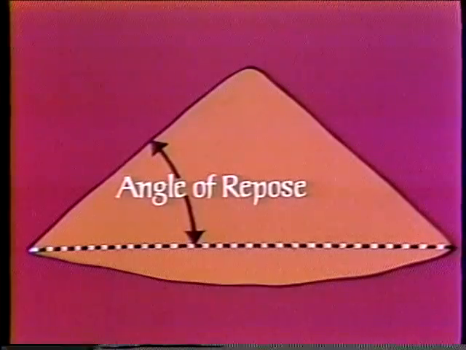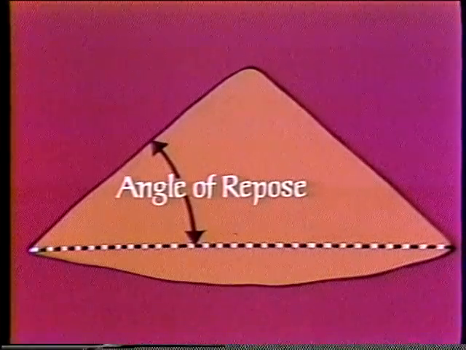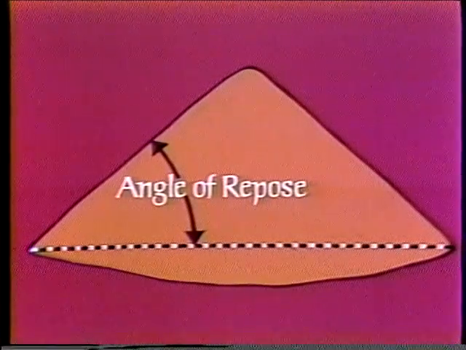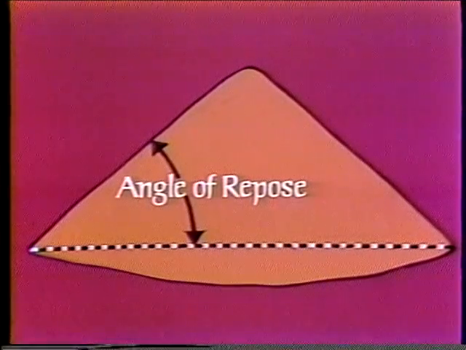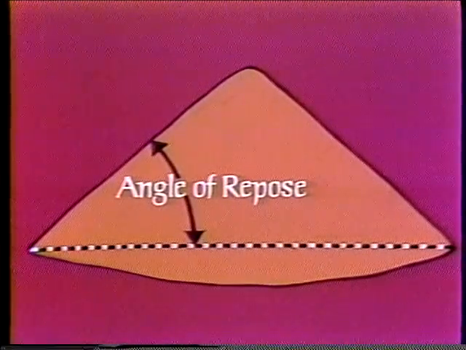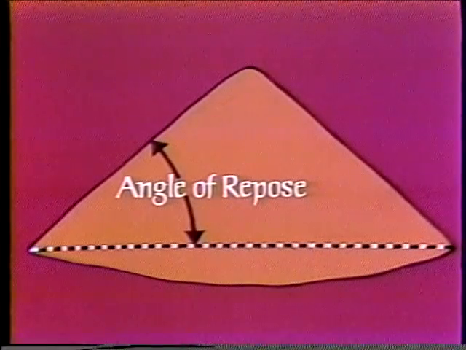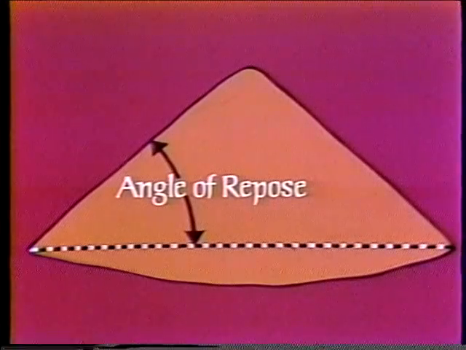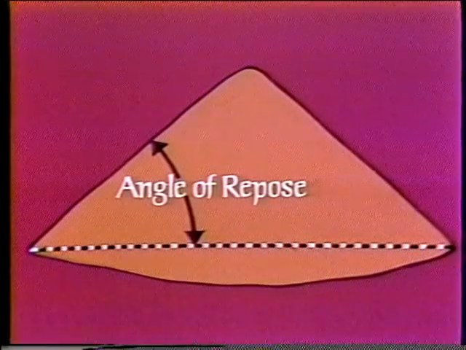Now, angle of repose is a term we need to talk about. Angle of repose is a term used to indicate whether the material tends to stand up in a peak when it's piled up, or whether it tends to flatten out. If the material stands up with a relatively high peak, something like damp sand, then it's said to have a high angle of repose. If it tends to flatten out, like wheat, it's said to have a low angle of repose.